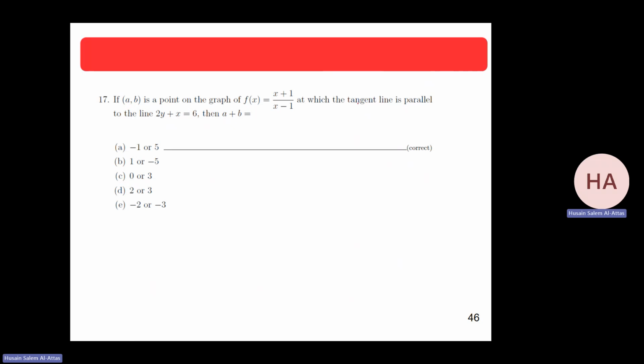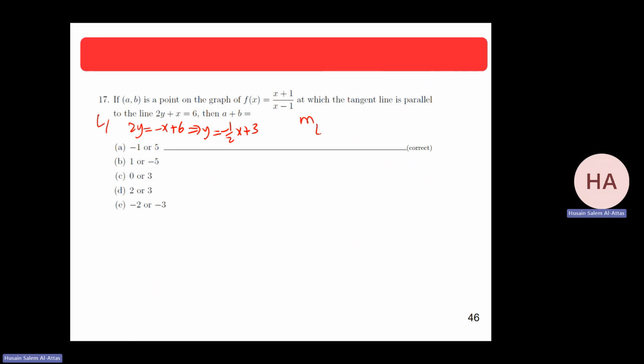Point, tangent line parallel to this. So I have y equal minus half. Let me do it in steps. 2y equal minus x plus 6. So y equal minus half x plus 3. So the slope, this is L1.